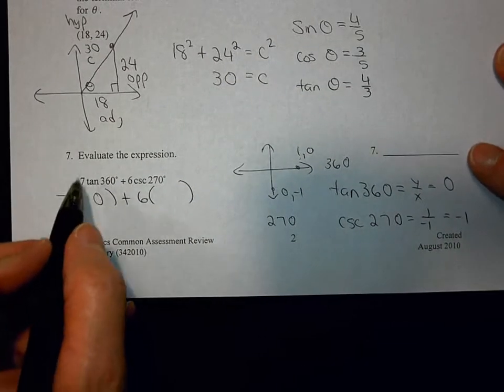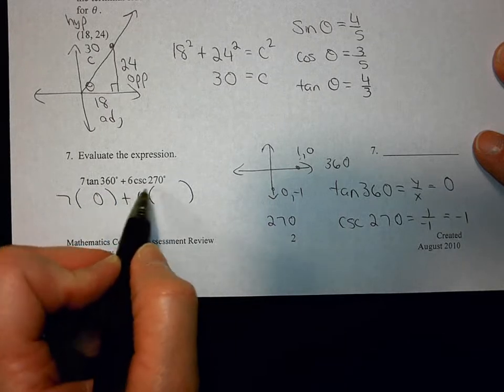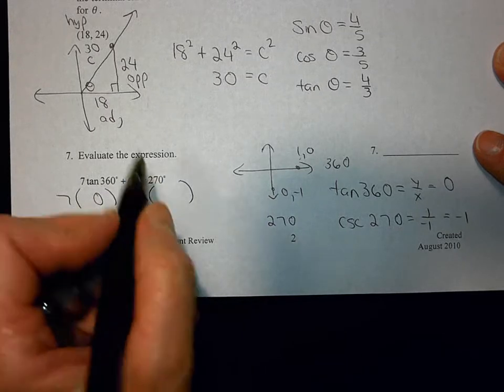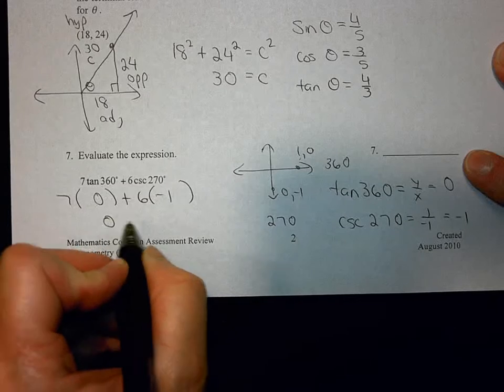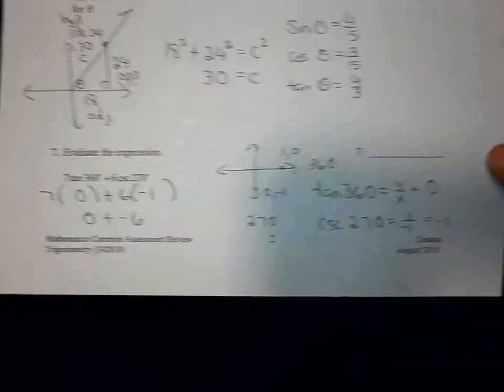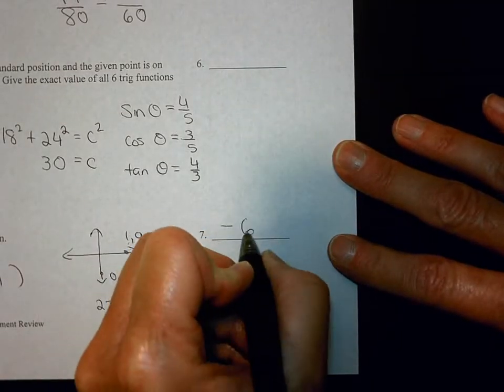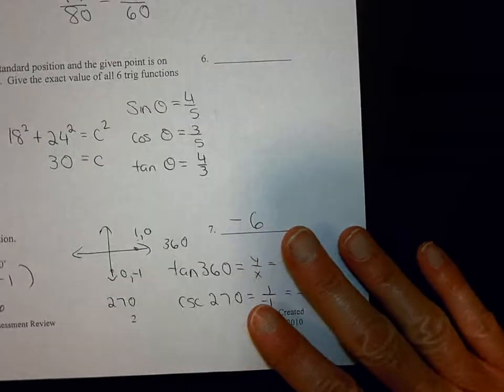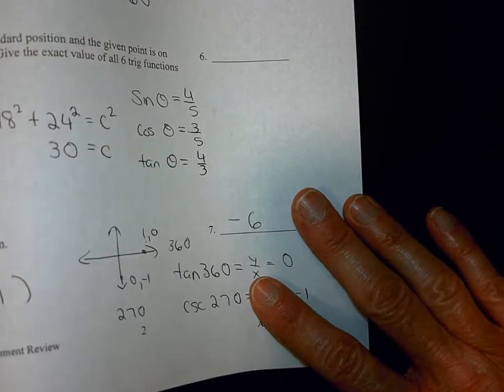So I'm going to go back over here. Tangent of 360 was 0. Cosecant of 270 was negative 1. So 0 plus negative 6. So final answer, negative 6. Okay, that takes us through the first 2 pages.